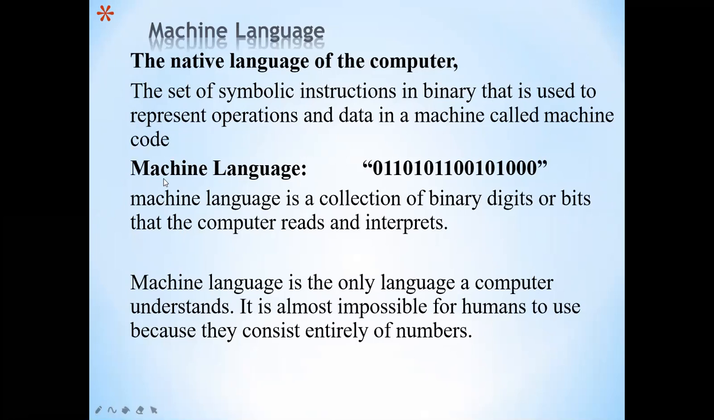And now my next question is, how many types of translators are there? Hurry up, share in the chat box quickly, or you can unmute yourself as well. How many types of translators are there to translate a program from source code to object code? Okay, yes, Michelle, there are 3 types of translators, but I want the names.